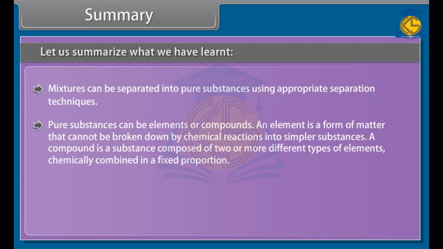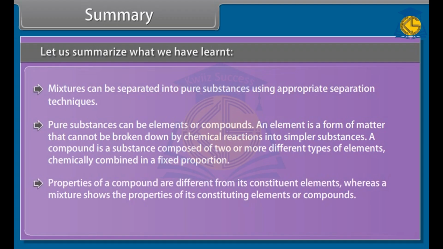An element is a form of matter that cannot be broken down by chemical reactions into simpler substances. A compound is a substance composed of two or more different types of elements chemically combined in a fixed proportion. Properties of a compound are different from its constituent elements, whereas a mixture shows the properties of its constituting elements or compounds.